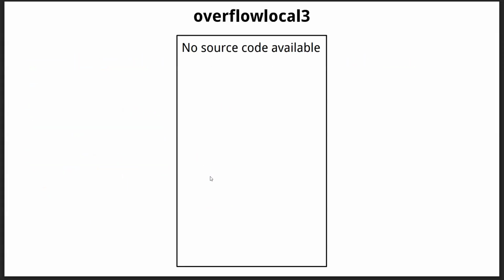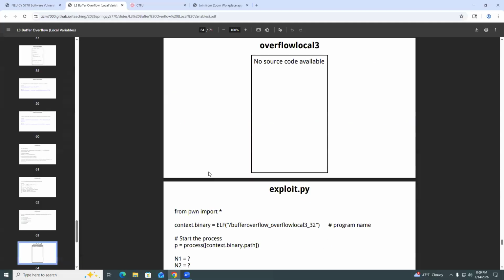Okay. So let's say if you are done with Overflow 2, then let's work on Overflow local 3. You don't have to write a script. Overflow local 3. So this is the first challenge where I'm not providing you with the source code, only binary code.